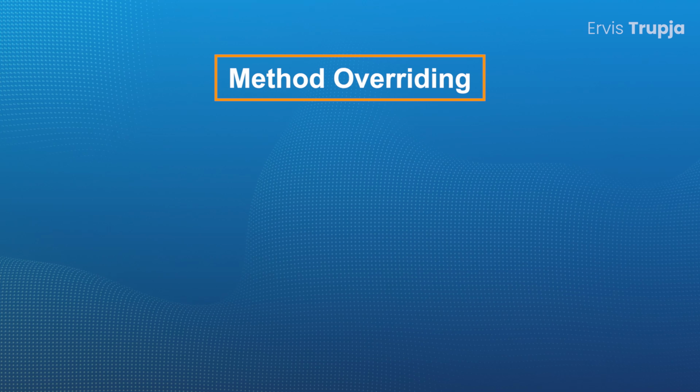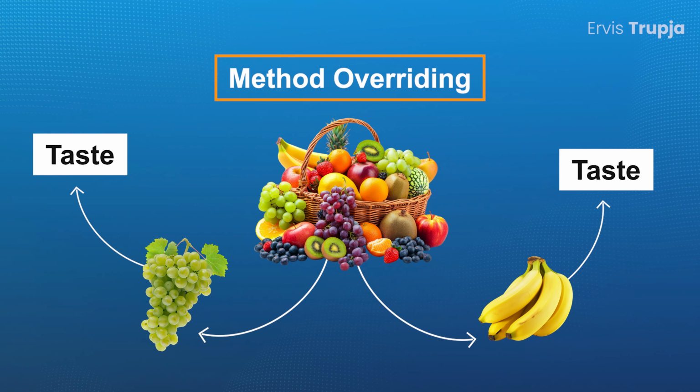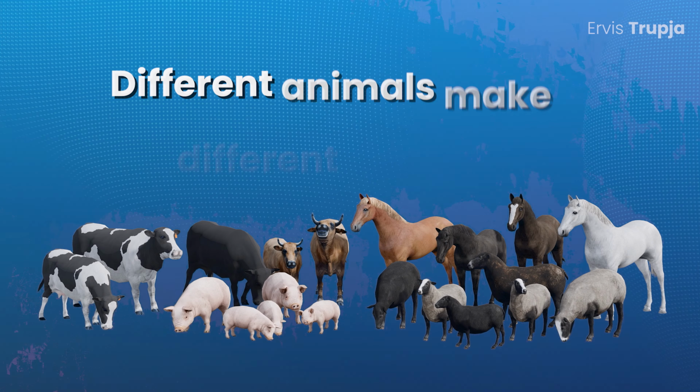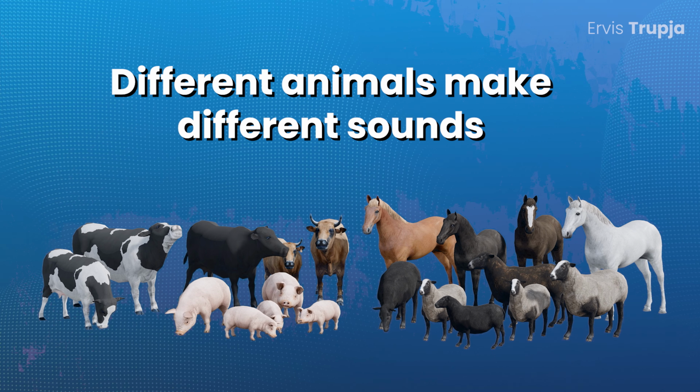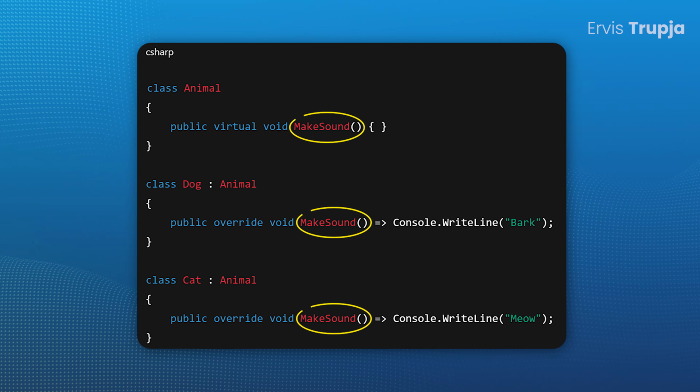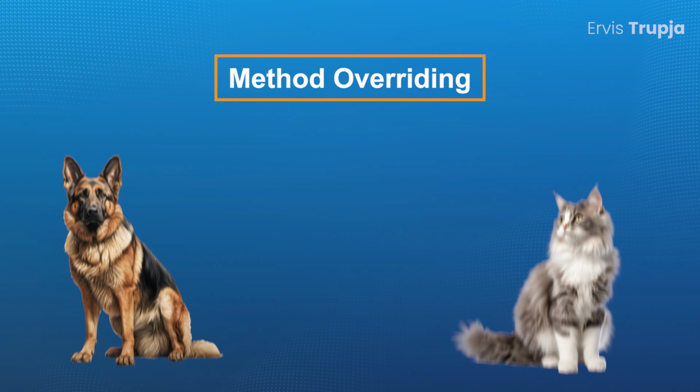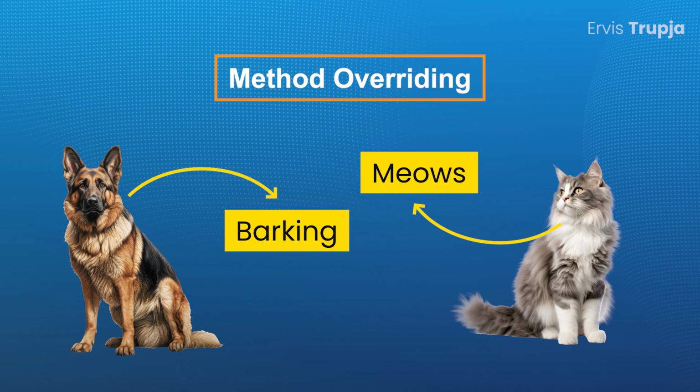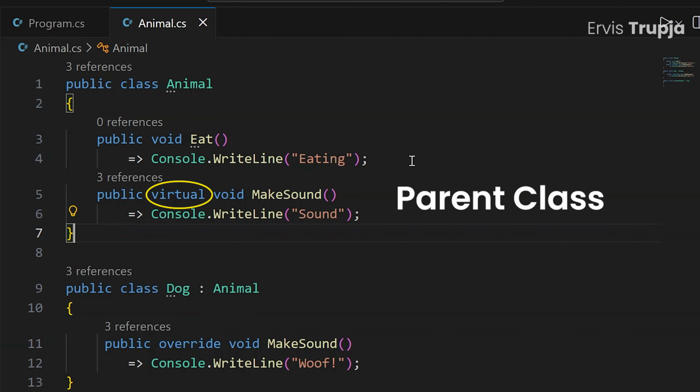Method overriding lets child classes customize the inherited behavior. Just like different animals make different sounds, but they all have the same MakeSound method, overriding allows specialized implementations while maintaining a consistent interface. The parent class marks a method as virtual using the virtual keyword.